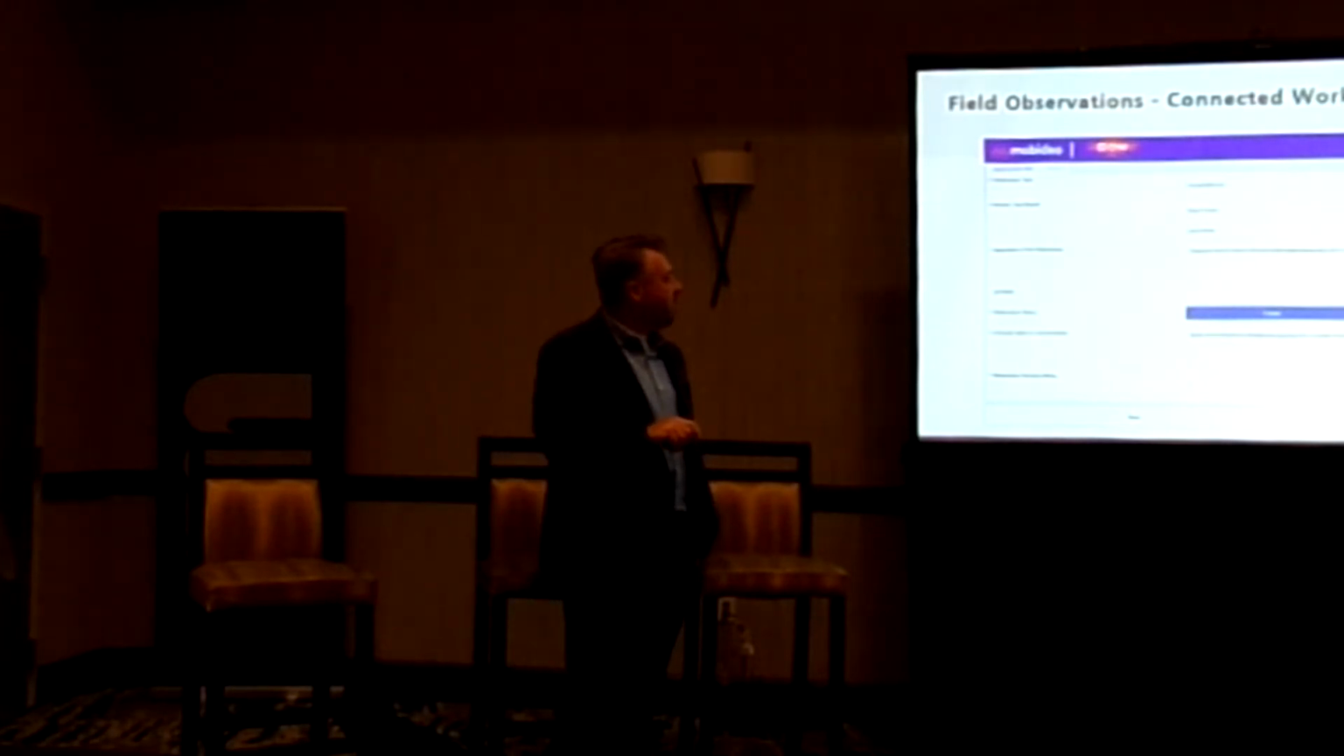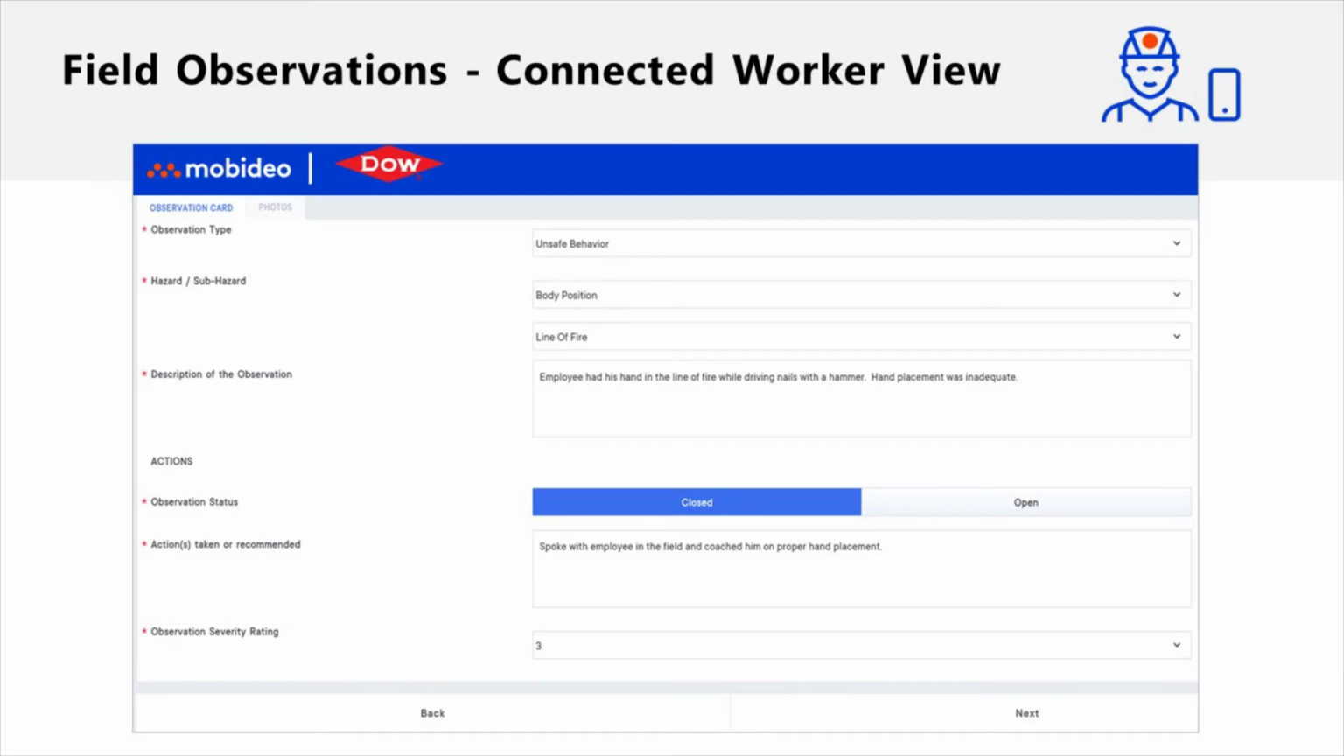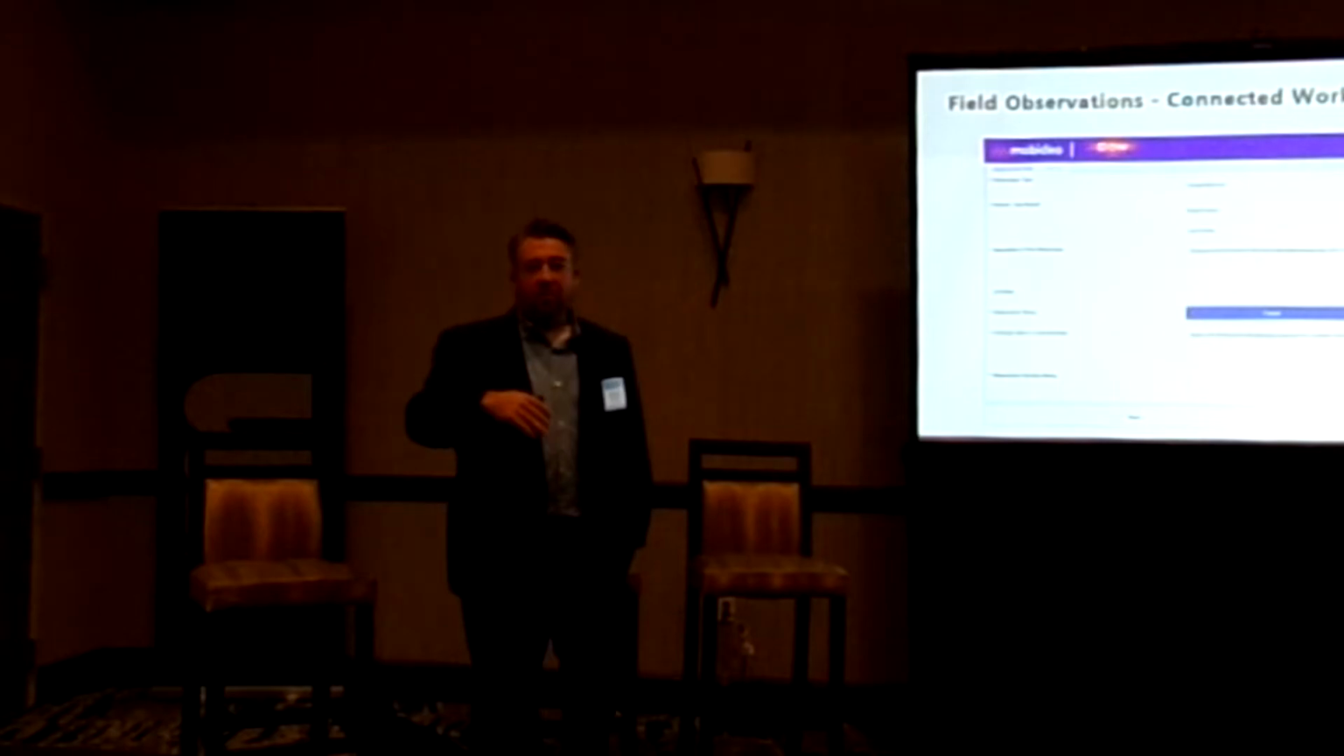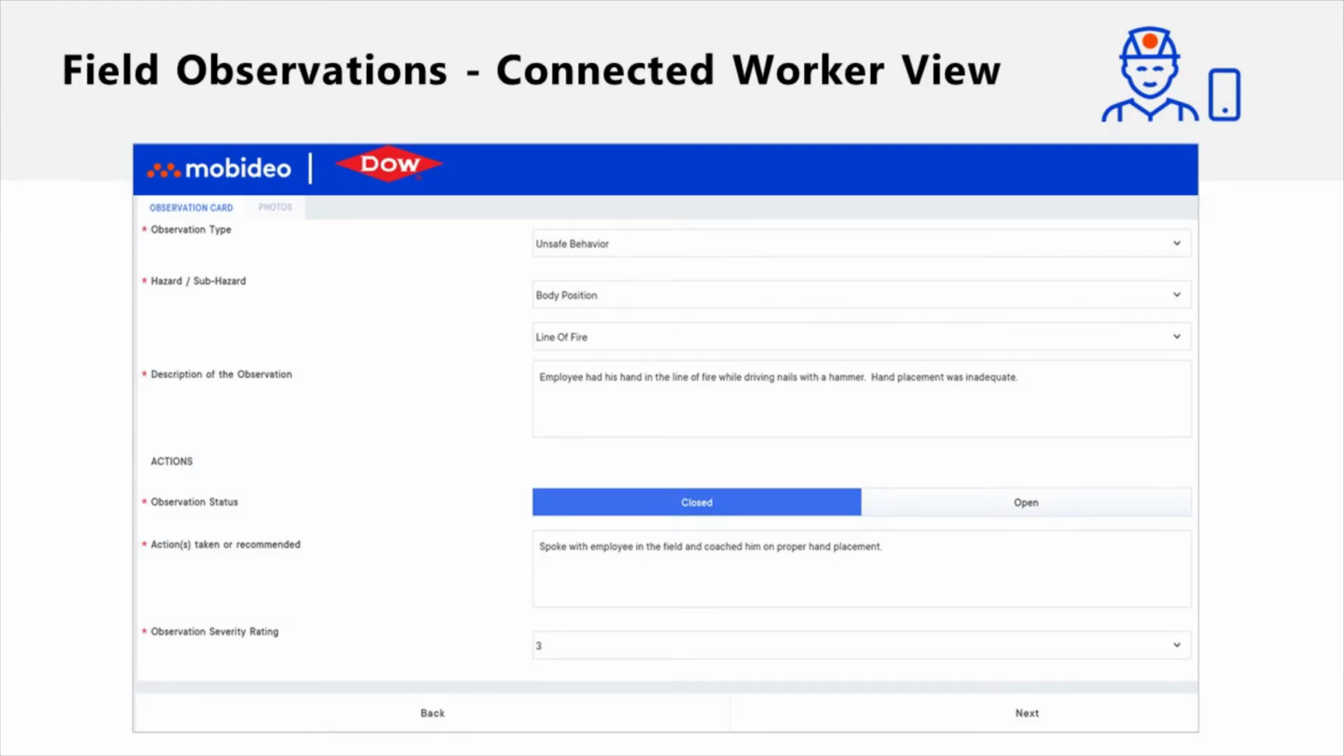The hazards and the sub-hazards selection is right here. We've got probably 40 different hazard classes. That one is body position, but everything from body position to hot work to heavy equipment, housekeeping, barricades, and then each one of the hazard classes has a separate set of 15 to 20 subclasses as well. So this particular one that's chosen for body position is line of fire.